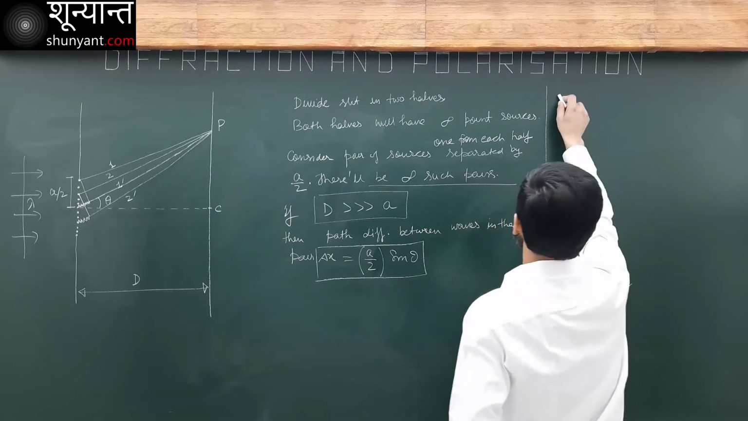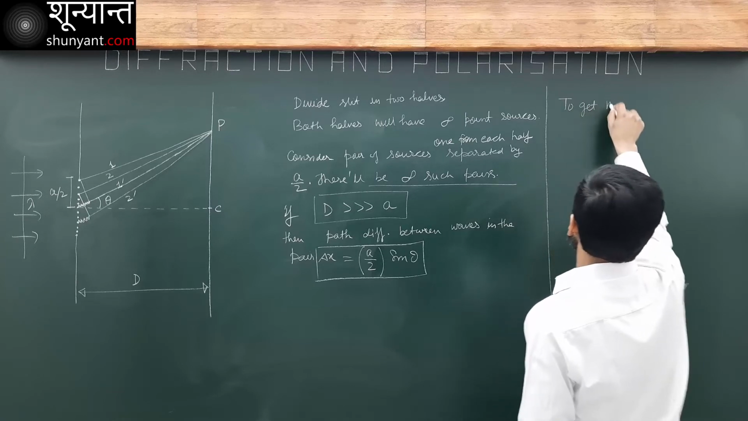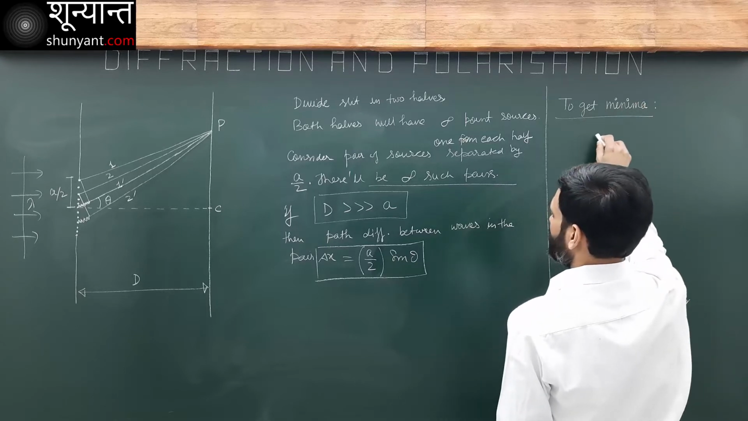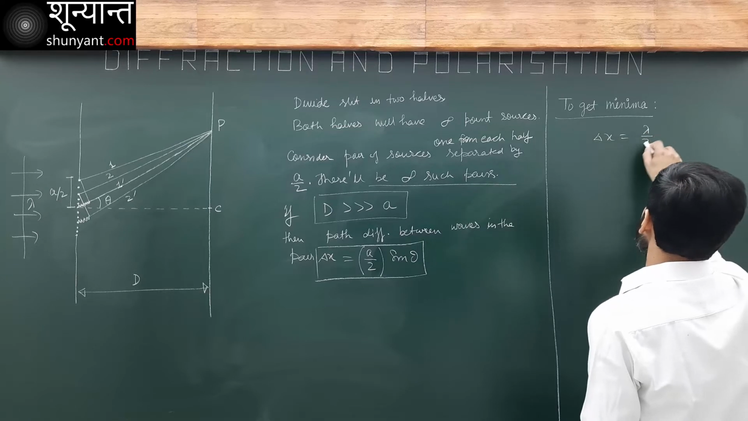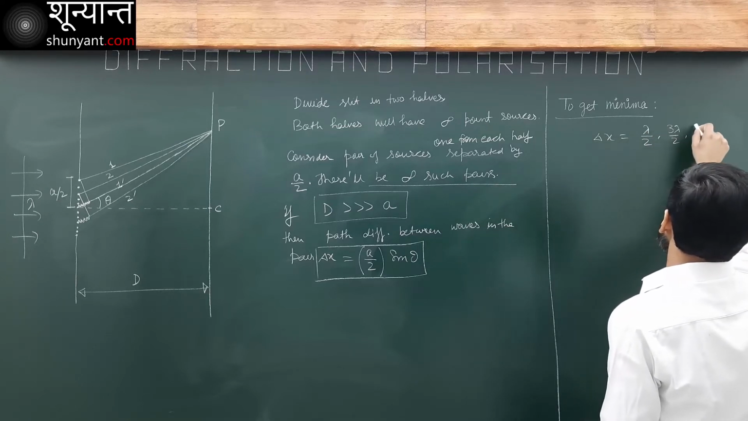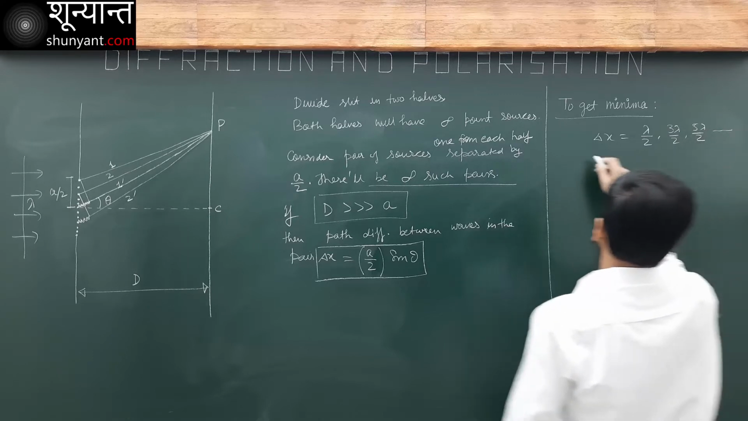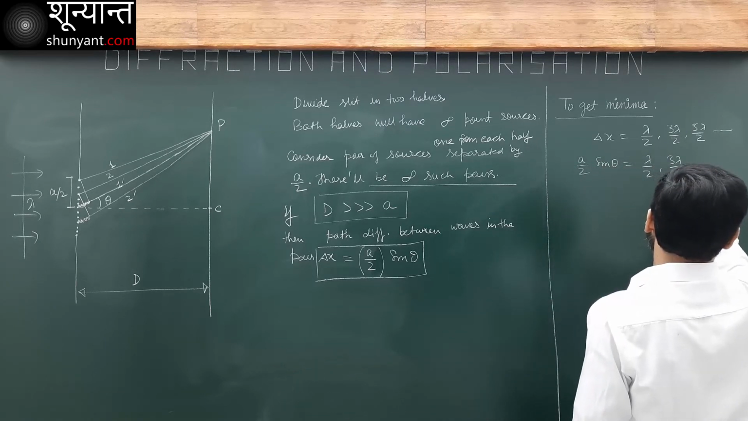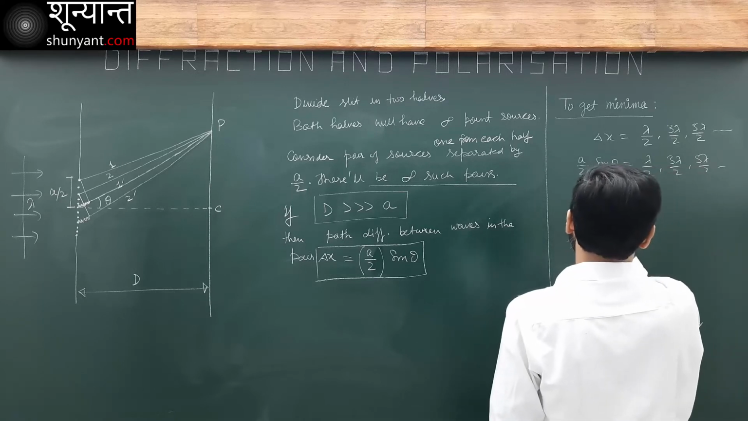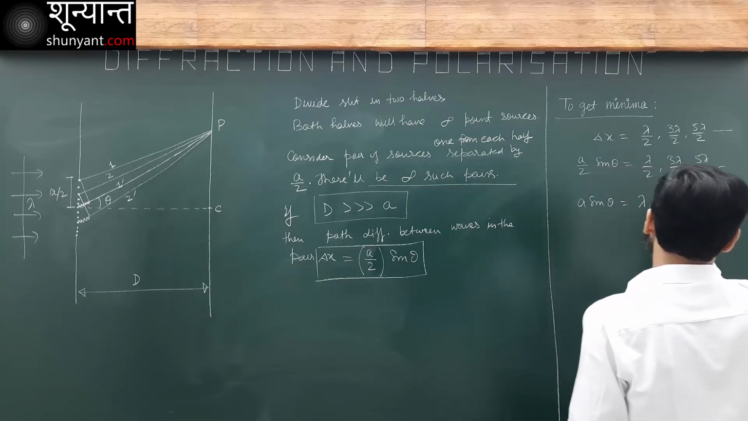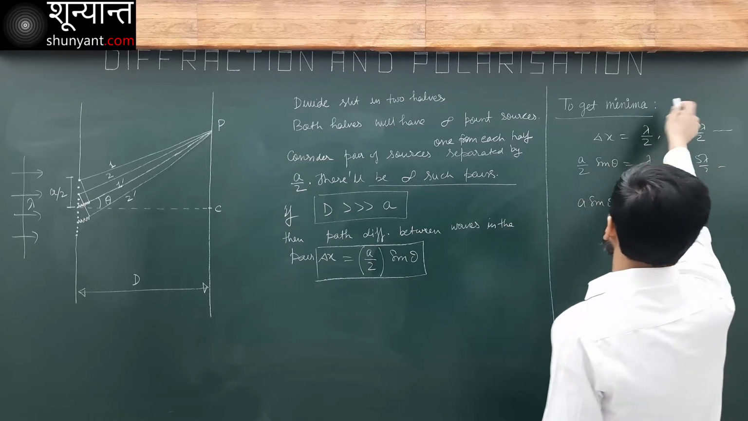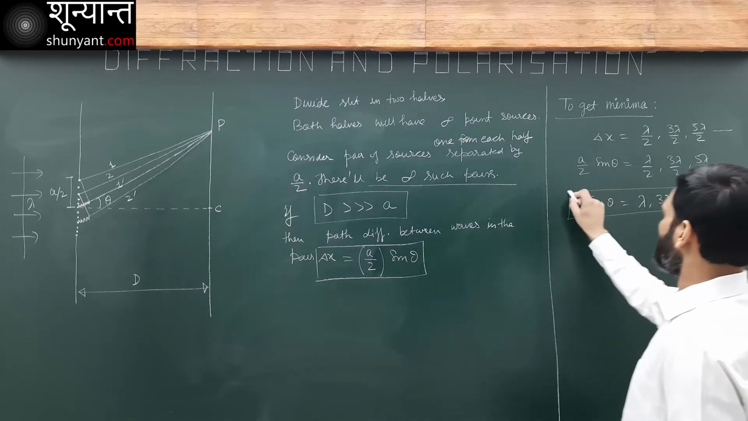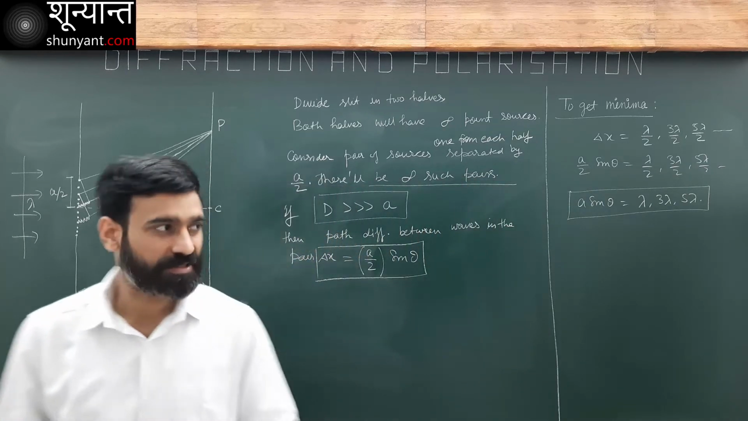To get minima, this delta x should be equal to lambda by 2, 3 lambda by 2, 5 lambda by 2, etc. This becomes a by 2 sin theta is equal to lambda by 2, 3 lambda by 2 and 5 lambda by 2, all that. So a sin theta becomes lambda, 3 lambda and 5 lambda to get minimum. Does this make sense?